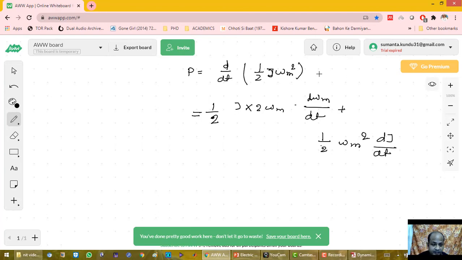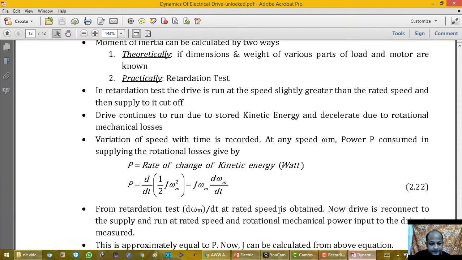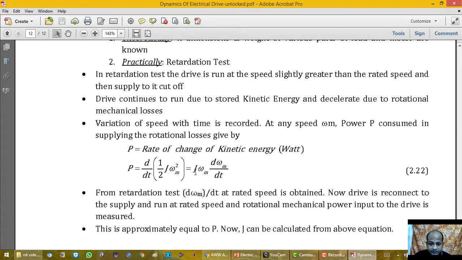Now this J, the moment of inertia, is constant for a particular machine, so this term is basically 0. So only this term remains, that is half J. The 2 will cancel, so P equals J omega m d omega m/dt.